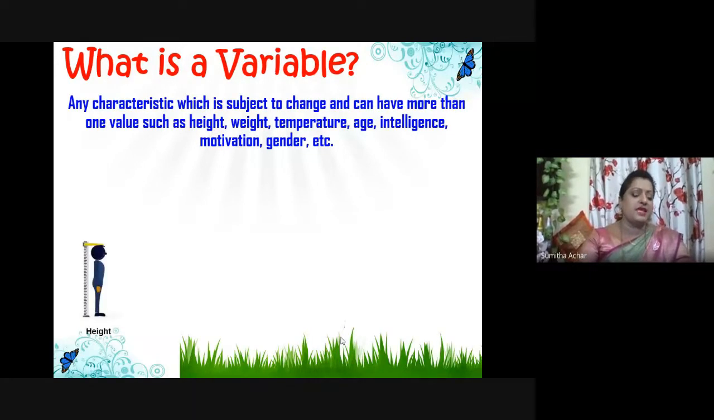And a simple example is height. In a class filled with 10 students, even when you consider twins, there is some form of variation between them, right?